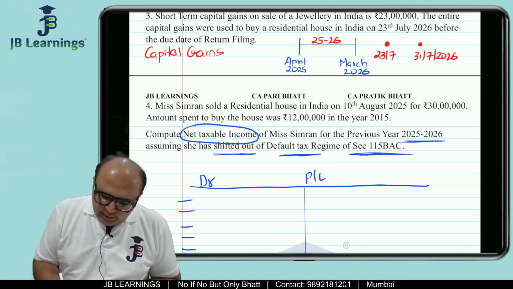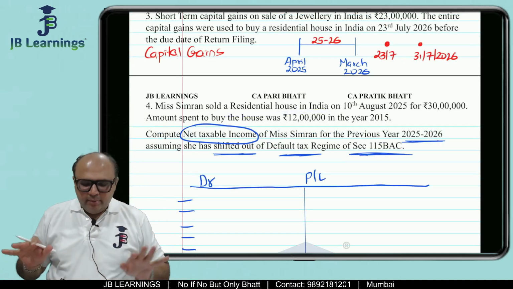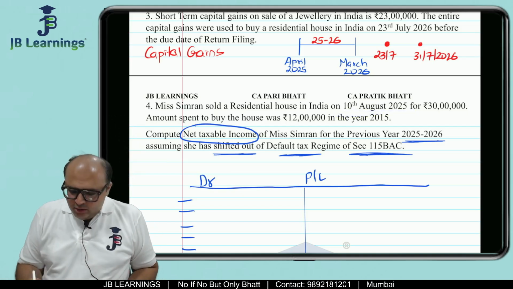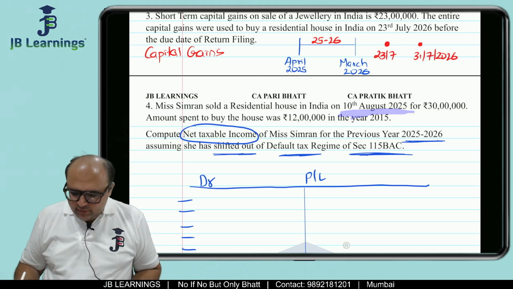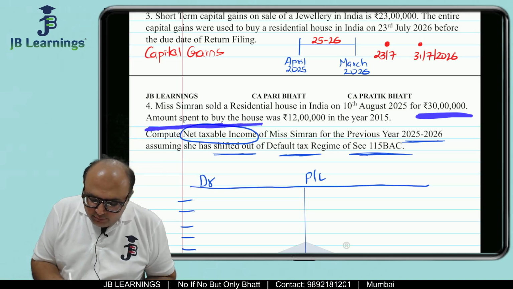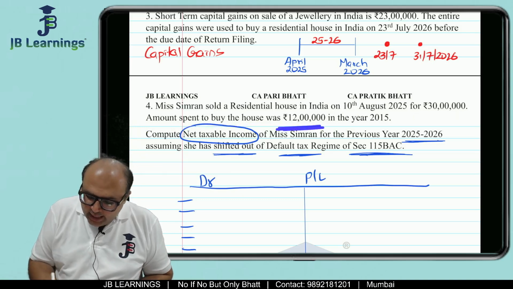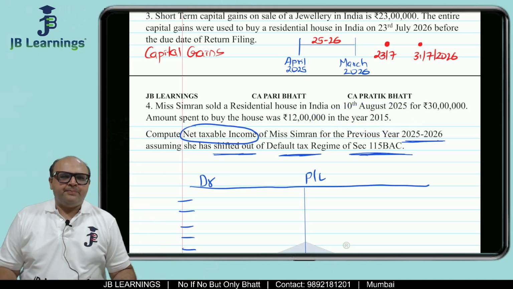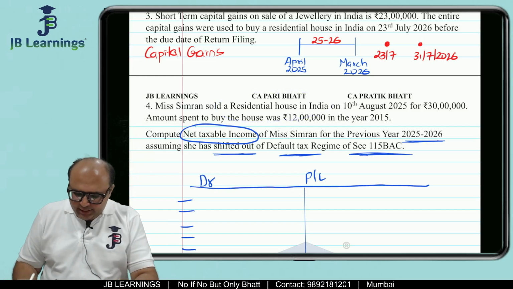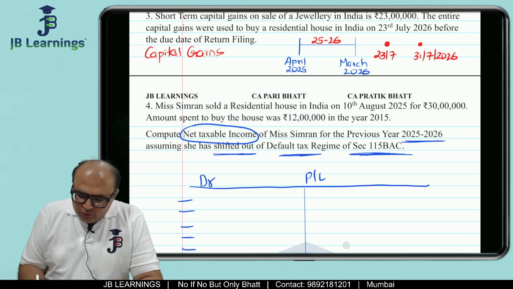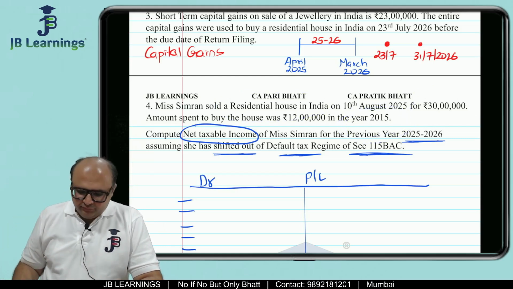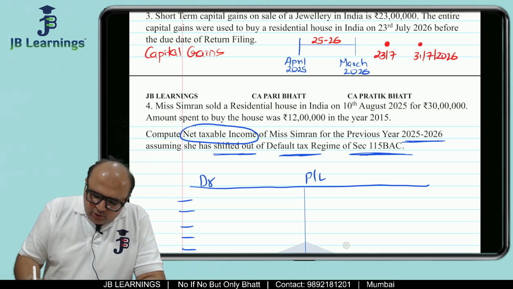Miss Simran sold a residential house in India, another capital gain, on 10th of August 2025 for rupees 30 lakhs. Amount spent to buy the house was rupees 12 lakh in the year 2015. Now friends, this is a residential house. It is sold in the current year. It was bought in 2015. So this is long-term capital gain, right? All right. So this is also your capital gain.